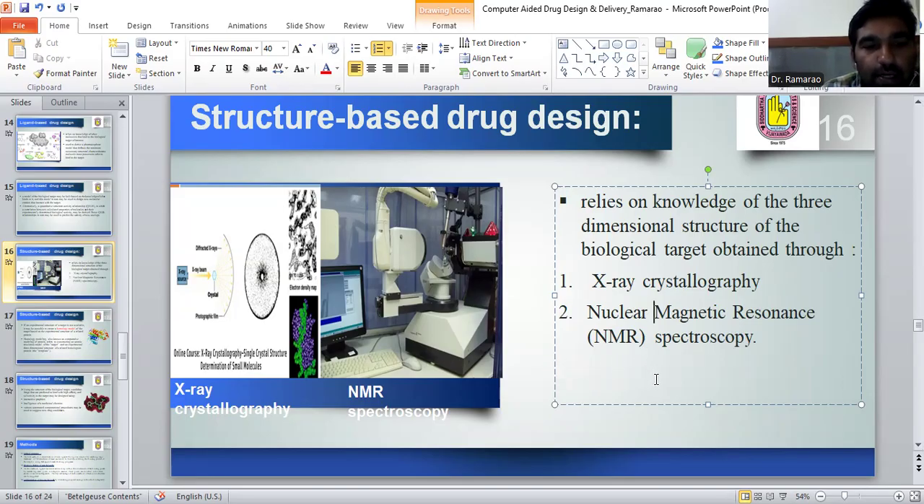Using these techniques, compounds obtained through virtual screening of databases are placed into a selected region of the active site of the protein. These are highly costly techniques, costing almost above 5 crore or 6 crore rupees, and maintenance is also 15 lakhs to 20 lakhs per year.